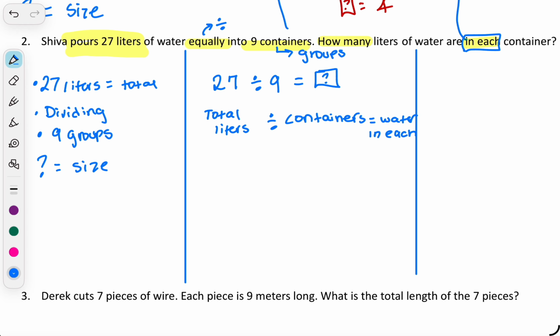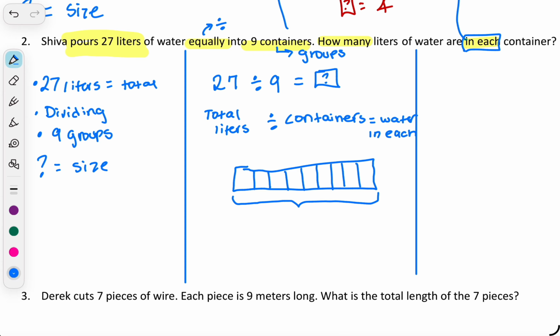So our numberless model is going to look somewhat similar to this. We can actually draw a strip diagram to help us figure this out. And I'm going to split my strip diagram up into 9 groups. 1, 2, 3, 4, 5, 6, 7, 8, and then that makes 9 groups. Okay, we are looking for our total, or actually we have our total, which is 27. So this entire container equals 27. Okay, so now we're gonna have to just simply look for the size of each container.